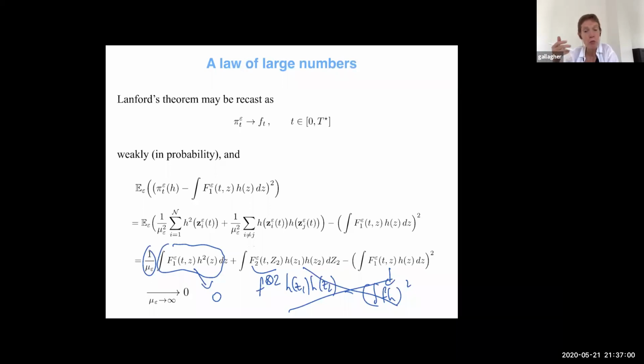Okay, so what we're going to do now is try to see fluctuations around that. And remember, how do you get fluctuations? Well, if you believe in the central limit theorem, you should replace the 1 over n, or 1 over mu, sum of h of z_i of t, by something slightly larger, by a square root. This should be the good quantity to compute if you want to study some kind of central limit theorem.